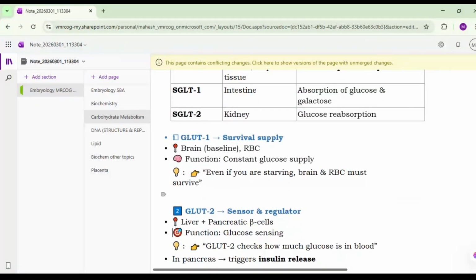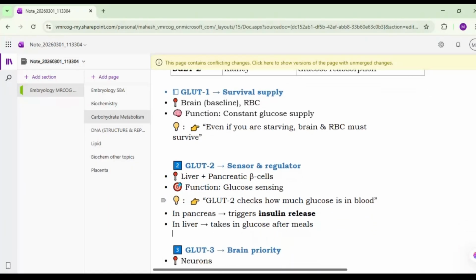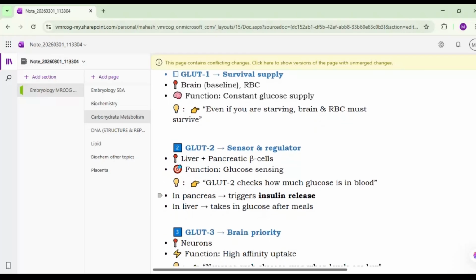GLUT1, brain and RBC, it is just the baseline supply to the brain. Its function is a constant glucose supply. Even if you are starving, brain and RBCs must survive. So it is through GLUT1. Then GLUT2, it is a sensor and regulator. So liver and pancreatic beta cells have GLUT2. Function is glucose sensing. So GLUT2 checks how much glucose is in the blood, and accordingly it will behave.